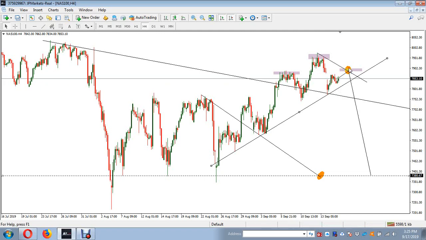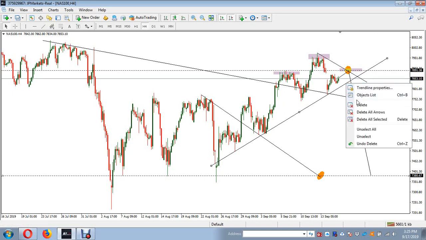So now this is the area of great importance when it comes to Nasdaq. Let's see where it is. Okay, that is 7891.38. This is where everything is going to be more clear when it comes to this market now.